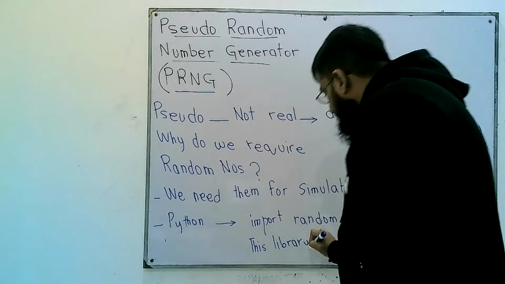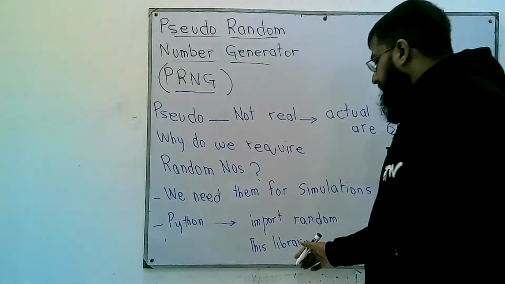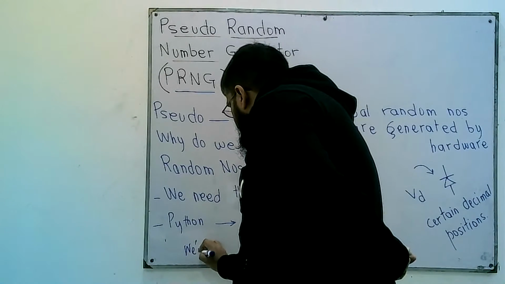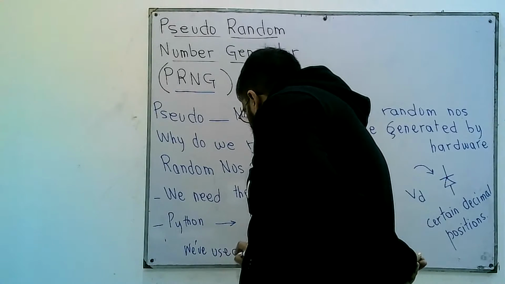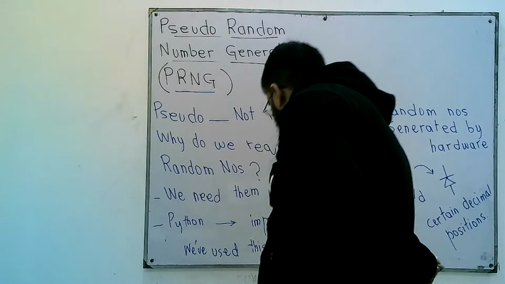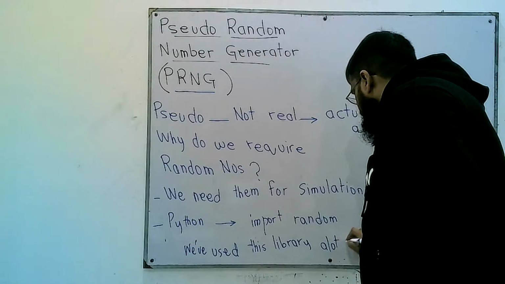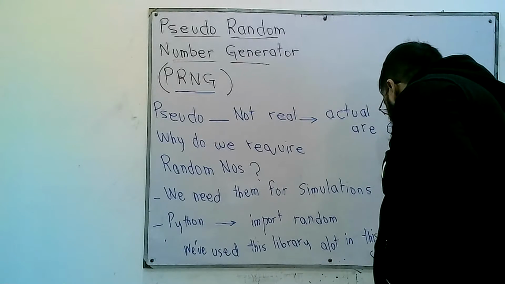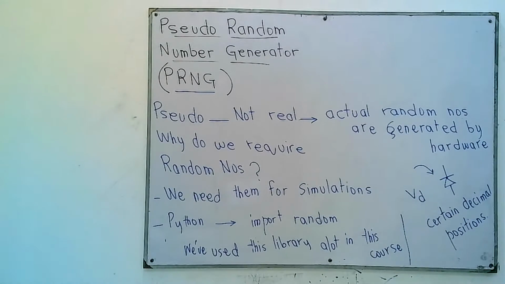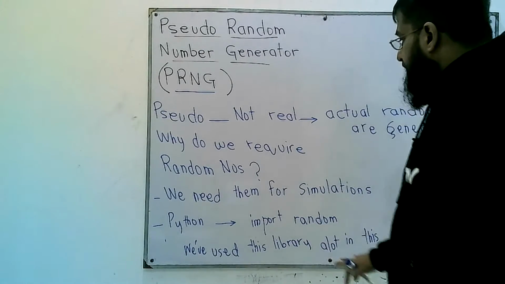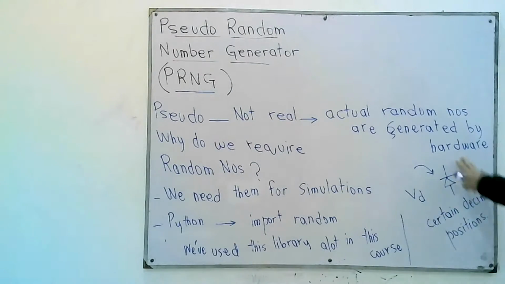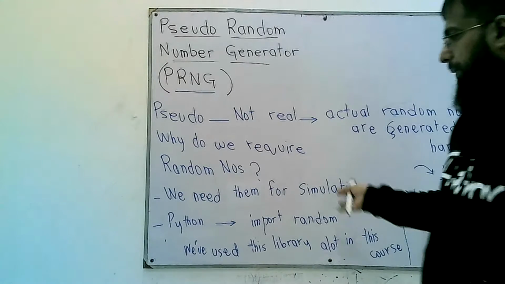और अभी हम देखेंगे in the third part of this lecture that this library, हमने इसको बहुत ज़्यादा यूज़ किया हुआ है. We have used this library a lot in this course. Import random library we have used. This random library is based on pseudo random numbers. They are not generated by hardware. Actually, they are generated by computer programs.